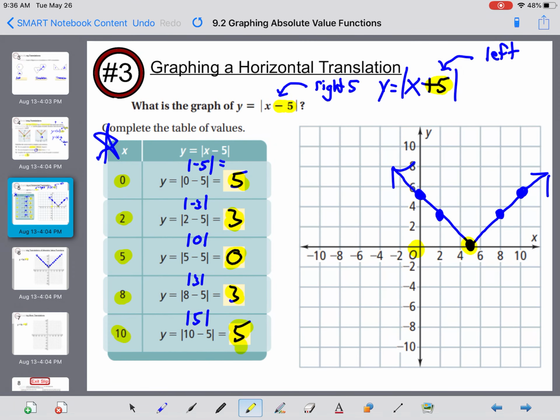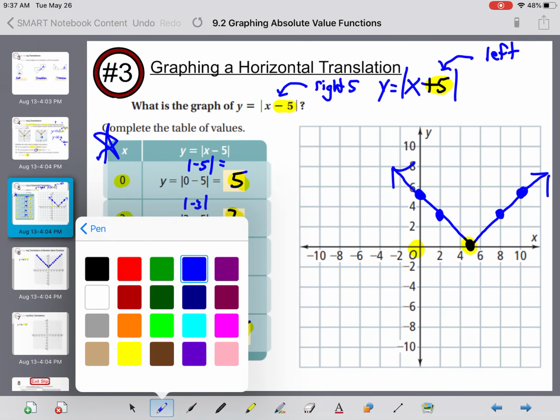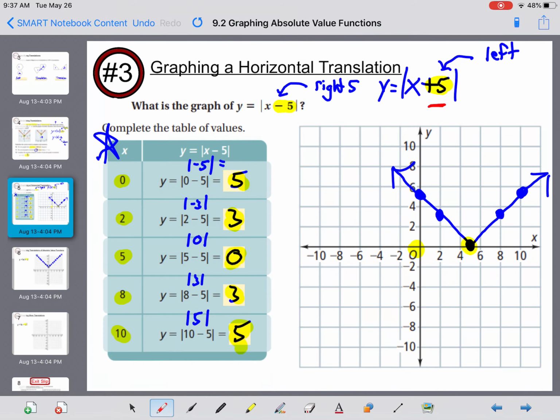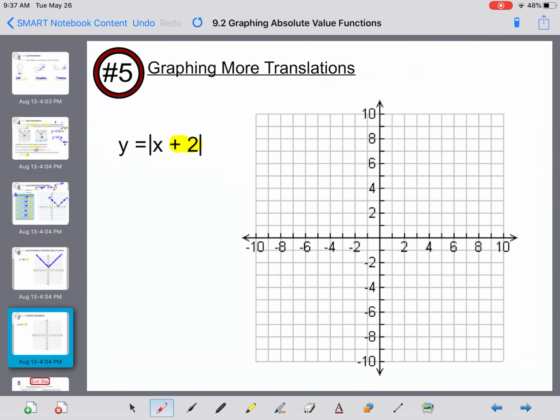Now this time you have a plus 2 on the inside. So let's go back to the examples where we had terms on the inside of the absolute value, like number 3. Plus 5 on the inside right here, we said was left 5. This time we have plus 2, which means left 2 from the origin. Put your point left 2 from the origin.